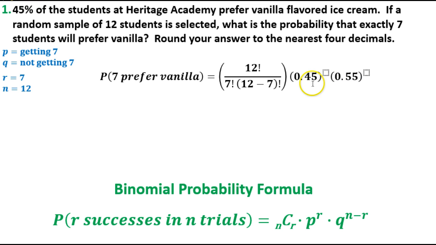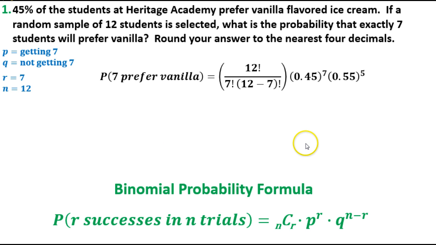Okay, so we've got 0.45. Now we've got to raise this to the R power, the number of successes that we want, in this case 7. So we're going to fill in 7 right here. Now we've got 0.55, and this would be raised to N minus R, so the difference between these two. That would be 12 minus 7, and 12 minus 7 we know is 5. Now we can plug this into the calculator just like it shows right here, and it will work just fine.